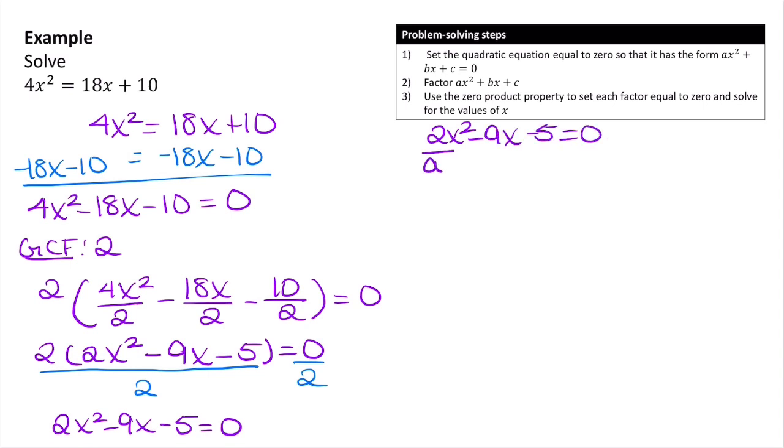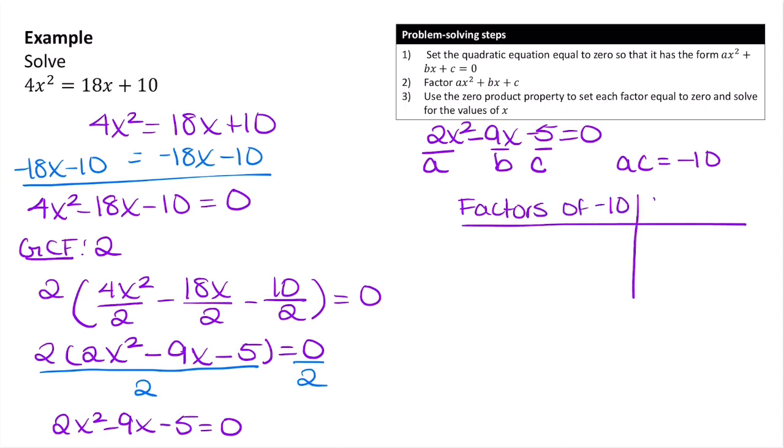Well, so here's A, and then here's B, and here is C. So if I look at this, I can multiply A times C, and that equals negative 10. So I'm looking for factors of negative 10 that are going to add to my value of B, which is negative 9. Okay, so since negative 10 is a negative number, I need a positive and a negative factor. Since 9 is negative, I'm going to make all of my bigger factors negative.